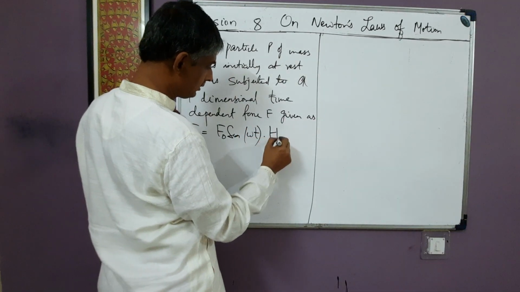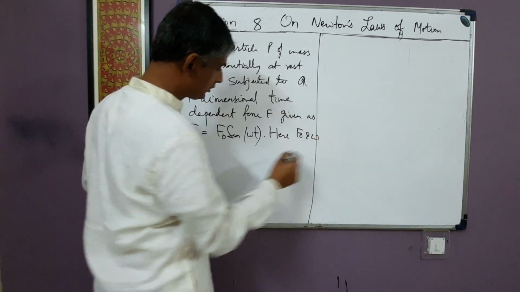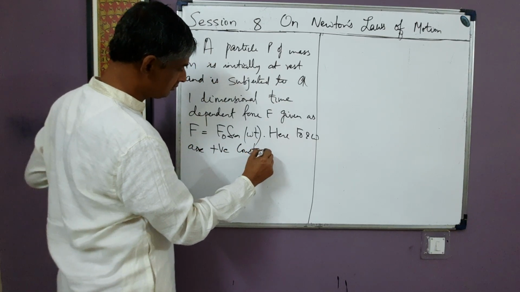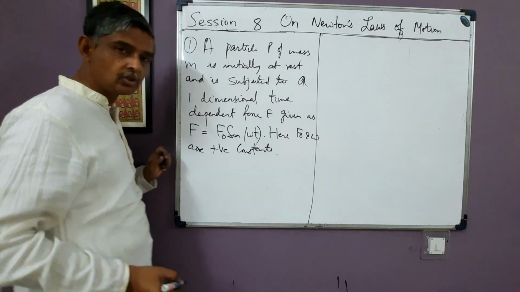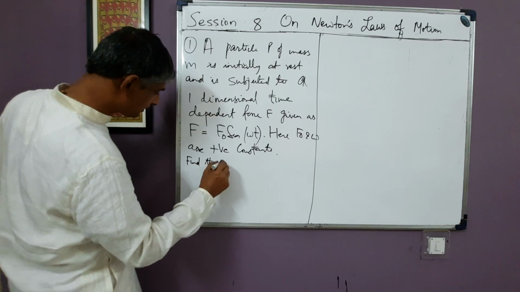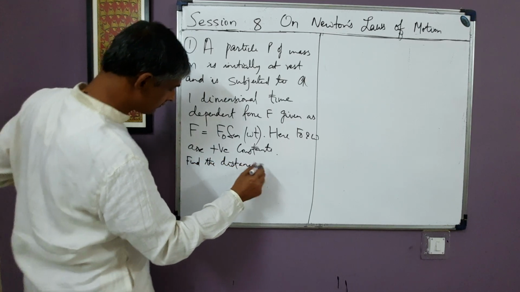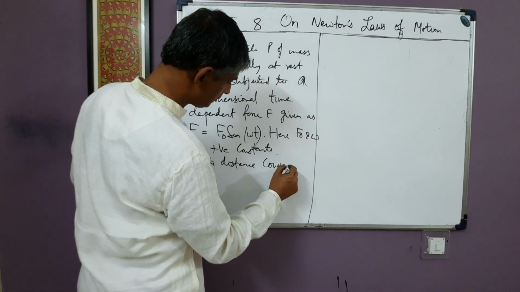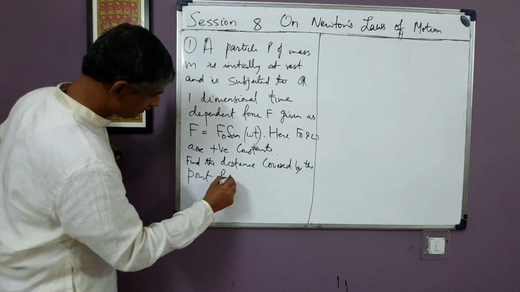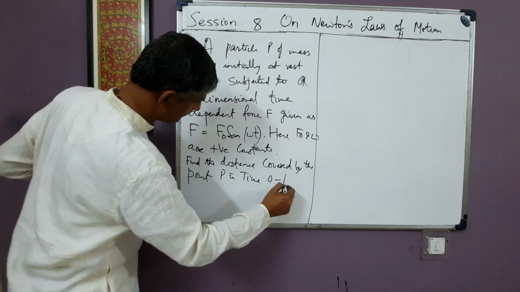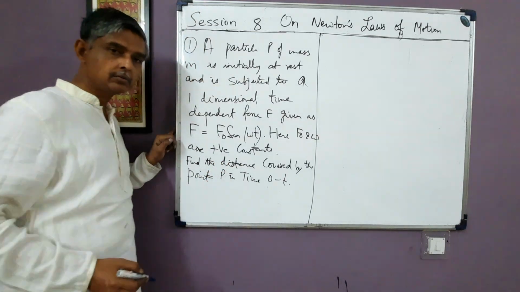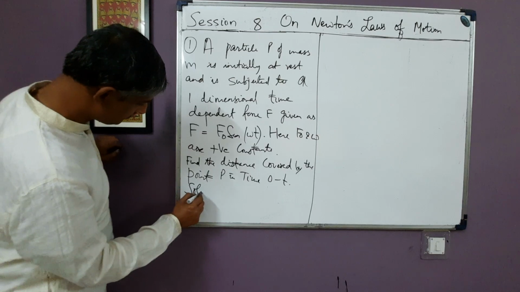Alright. Here F naught and omega are positive constants. Question is, find the distance covered by the point in time 0 to t. Find the distance covered by the point P in time 0 to t. This is therefore the question.